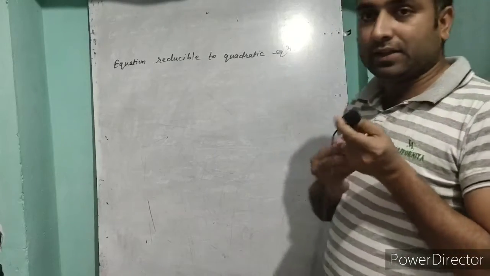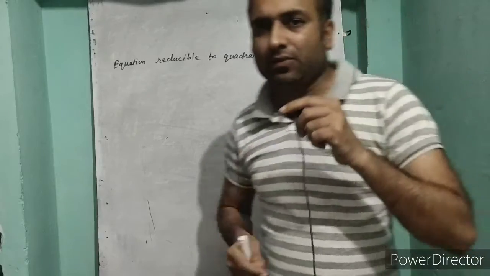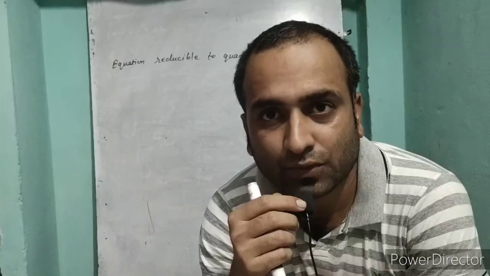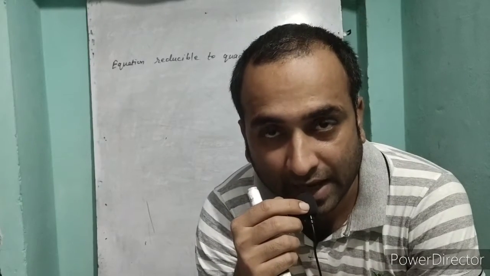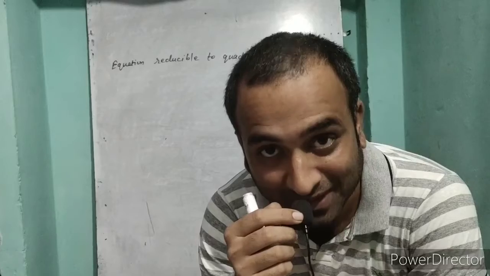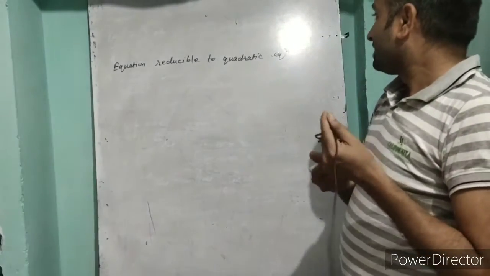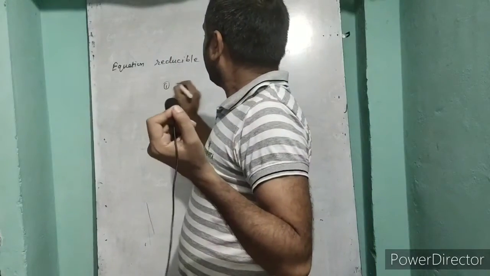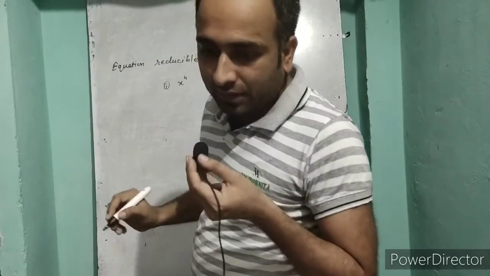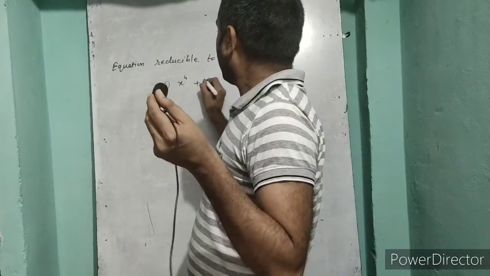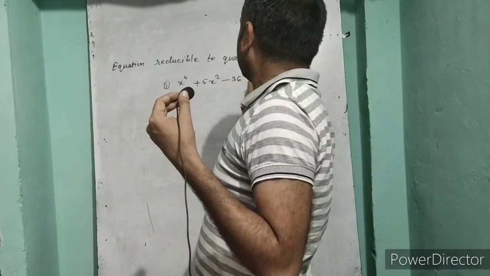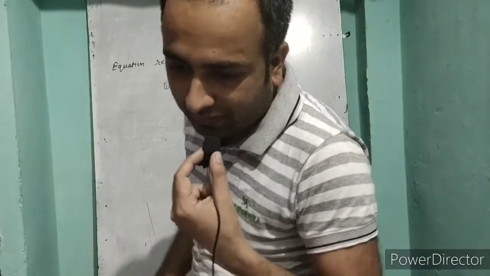I am writing here the definition, or I am just speaking, you can listen. An equation of the form p(x) = 0, where p(x) is a polynomial in x having degree 4. Okay, I have taken a question right now. It's the first question of your exercise. We have to reduce it. x to the power 4 plus 5x square minus 36 is equal to 0. And the question is, solve the following equation by reducing them to quadratic equation.